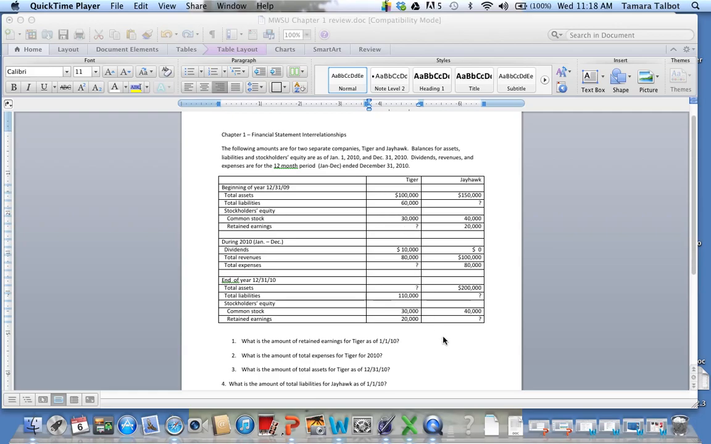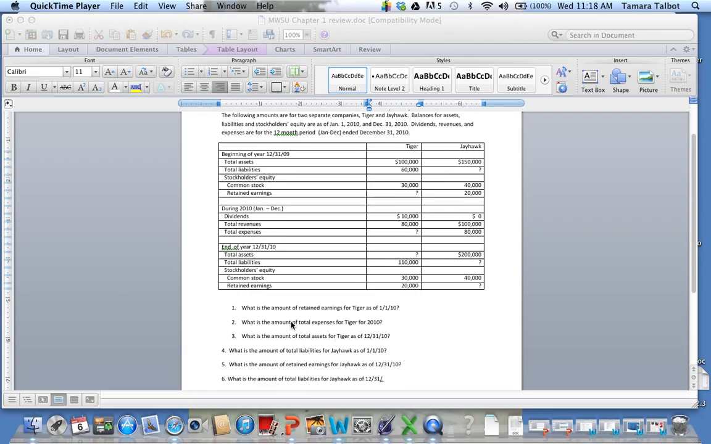The instructions say the following amounts are for two separate companies, Tiger and Jayhawk. Balances for assets, liabilities, and stockholders' equity are as of January 1, 2010 and December 31, 2010. Dividends, revenues, and expenses are for the 12-month period ended December 31, 2010. So we are going to use two basic equations to solve for the numbers we don't know.